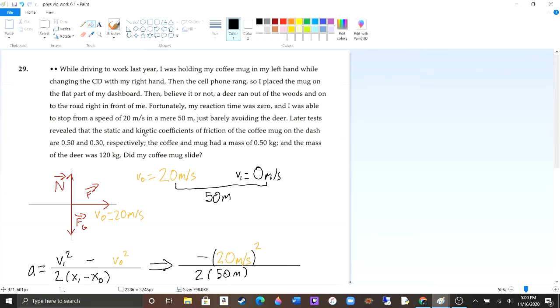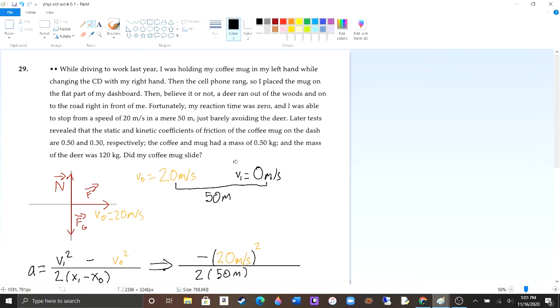And then later tests revealed that the coefficients of friction for the coffee mug are 0.5 and 0.3. This one is for static friction, and this one is for kinetic friction. And the coffee mug has a mass of 0.5 kilograms. So we are trying to find out if the mug slid at all during that deceleration.